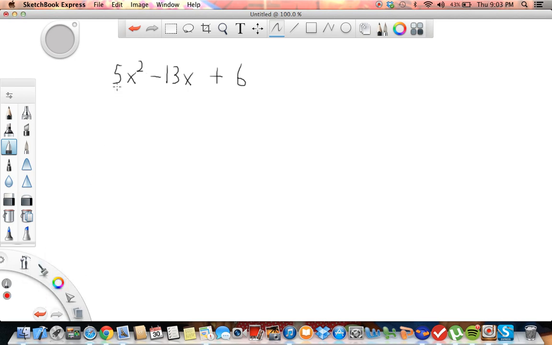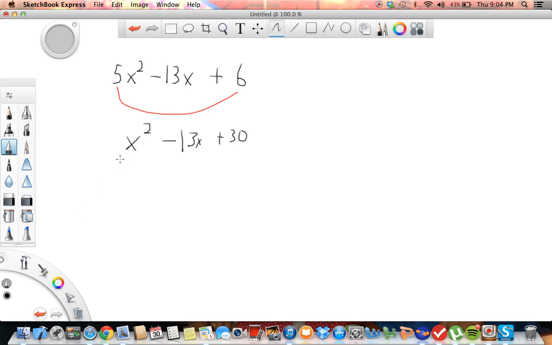So the first step is we're going to take our leading coefficient and multiply it together with our number in the back. And so what this is going to do is leave us with a positive 30. I didn't do anything to the middle term, so I'm just going to bring it down, negative 13x. And then when I moved the 5 from the front to the back, that left me with just x squared up front. So now we're down to a regular trinomial, which is relatively easy to go ahead and factor.